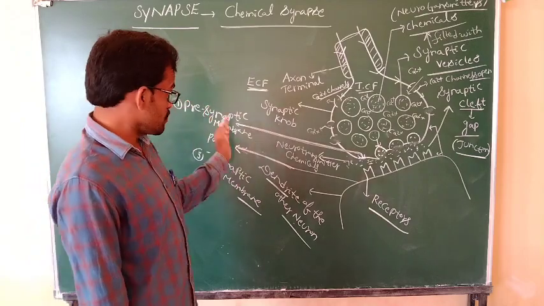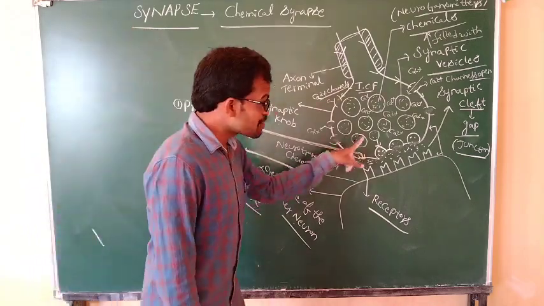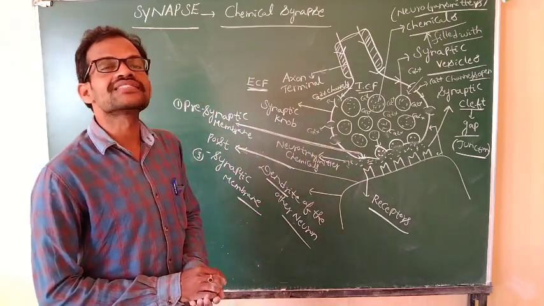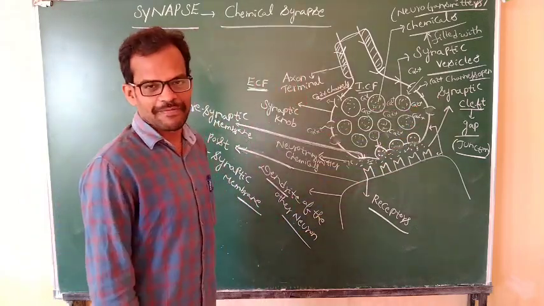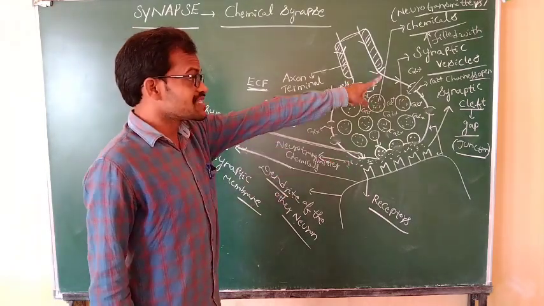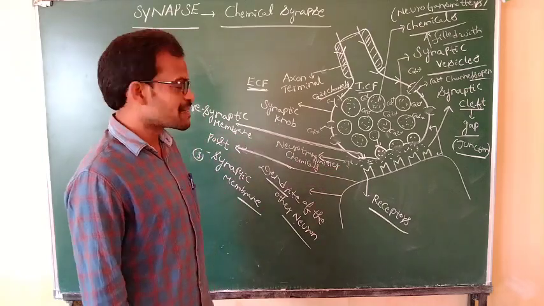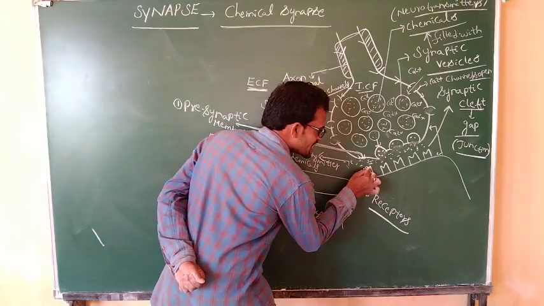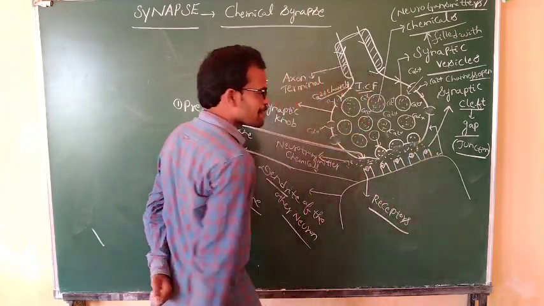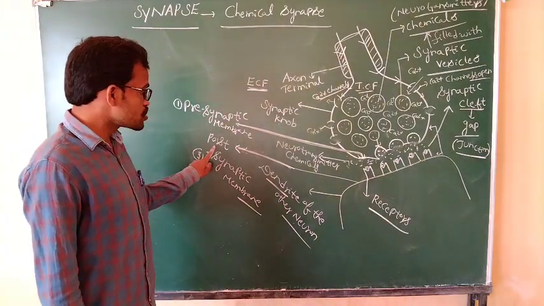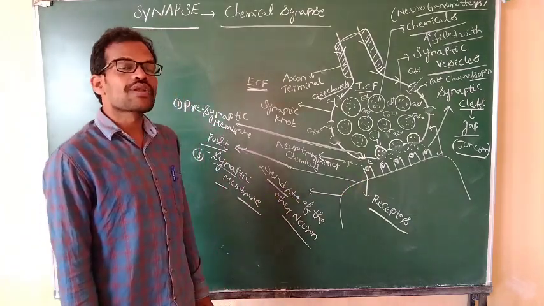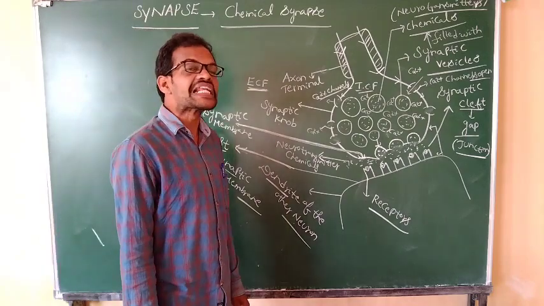Whenever the presynaptic membrane is ruptured, the synaptic vesicles release the acetylcholine chemicals into the synaptic cleft. The synaptic cleft consists of the synaptic gap, which contains neurotransmitter. The neurotransmitters bind with the postsynaptic membrane. The postsynaptic membrane consists of receptors, acetylcholine receptors, particular receptors.